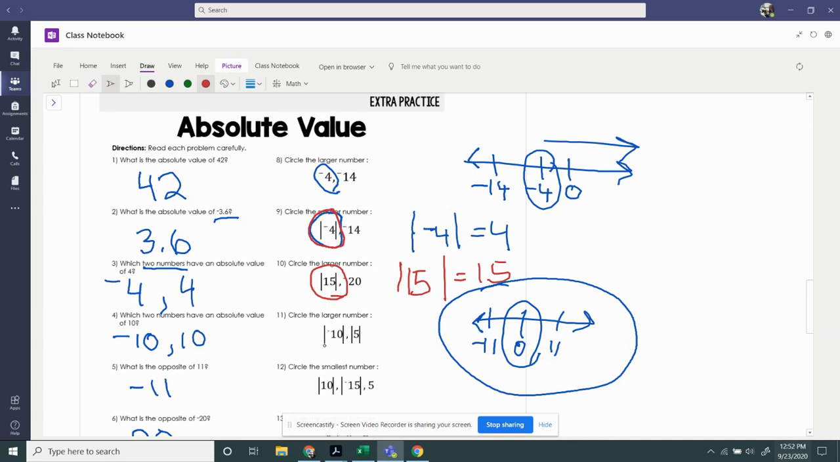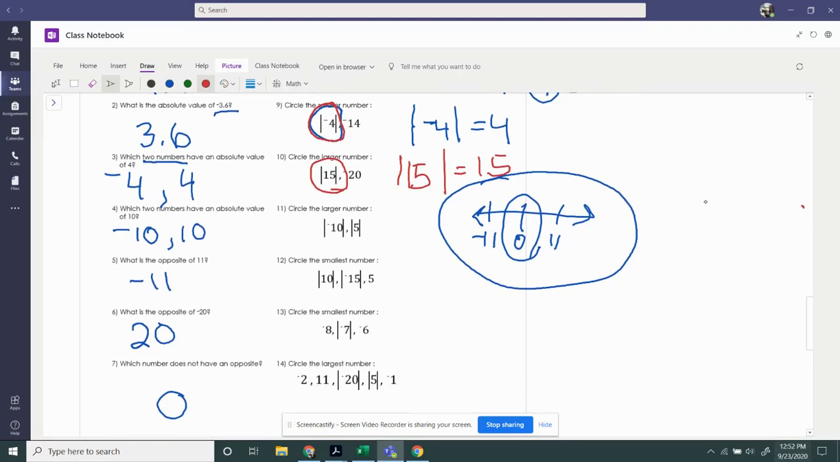Now here we're asked about, in number 11, the absolute value of negative 10 or 5, and we're asked which is larger. So the absolute value of 5 equals 5. The absolute value of negative 10 equals 10. Which is larger? Well, 10 is larger. So the absolute value of negative 10 is larger than the absolute value of negative 5.